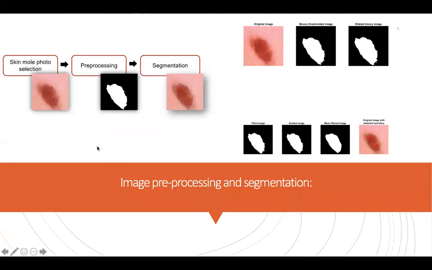Here I choose some image preprocessing and segmentation results. This figure here is more general, where we have our original image, do preprocessing on that, and then do segmentation, and the result is the segmented boundary. Here this figure shows in more detail, where we have our original image using a binary, using the Otsu method to get the result of a binary thresholded image, and dilated binary image, filled image, rotated image, mean filter, and then the original image with the detected boundary.